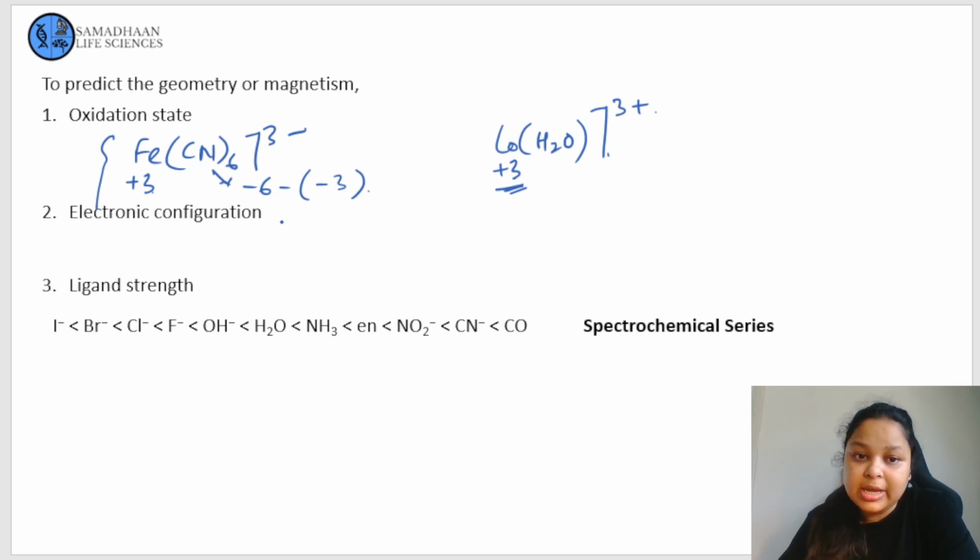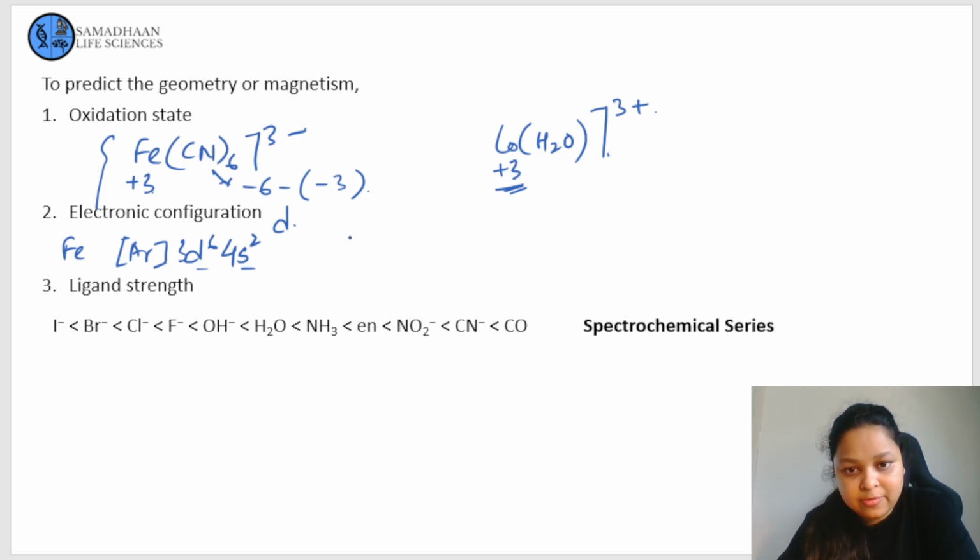Next, you have to see the electronic configuration, specifically for d. So let's take the same iron. We have argon and then 3d6 4s2 for neutral iron. To form the cation, first the electrons will go from s and then from d. So Fe3+ will have 3d5 only.